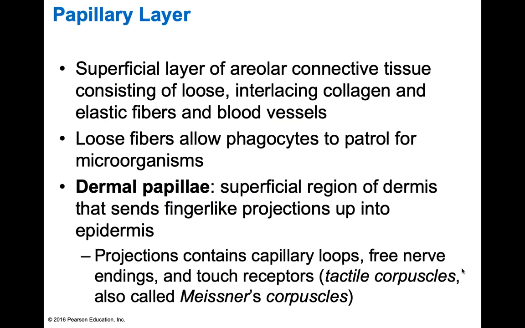So the papillary layer, this is a superficial layer of areolar connective tissue consisting of loose, interlacing collagen and elastic fibers and blood vessels. These loose fibers allow phagocytes to patrol for microorganisms. Again, this is part of the immune system. You'll see that as a common theme here.